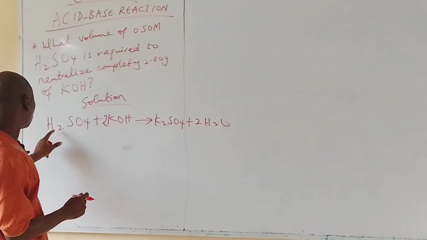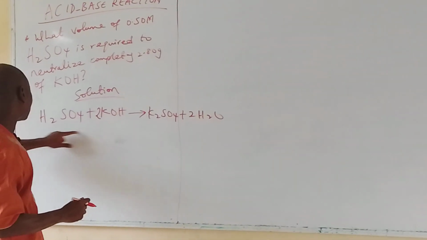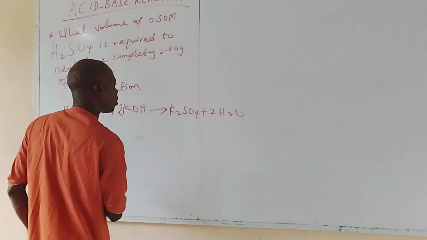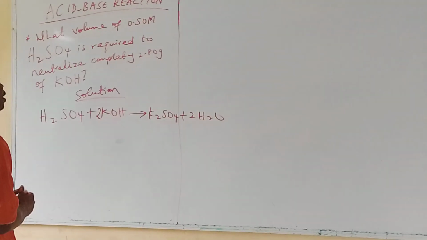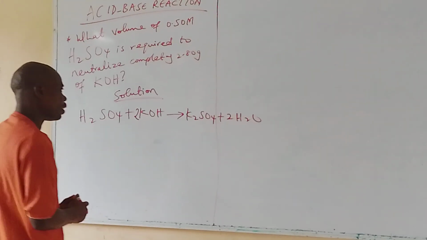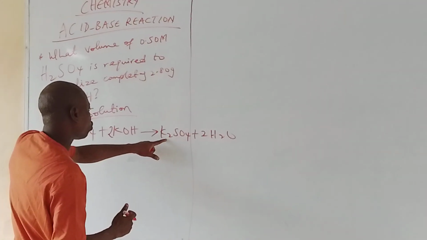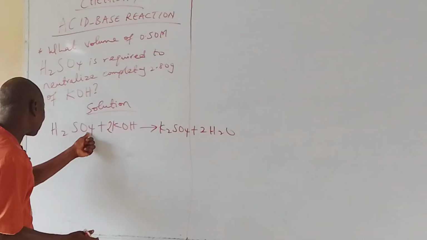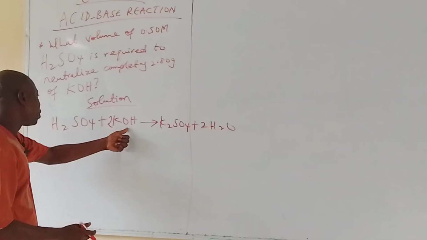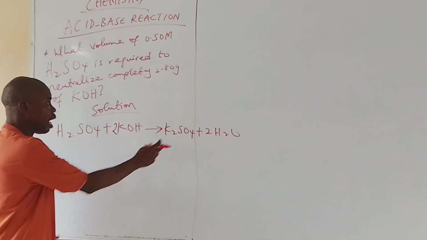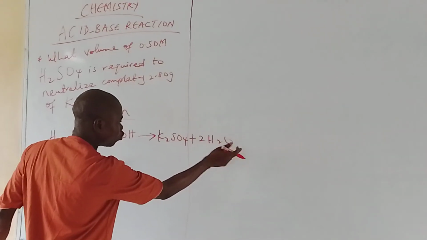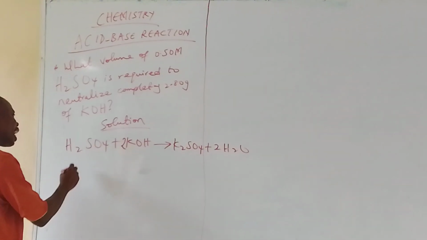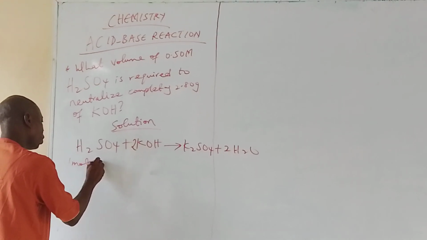Now let's check. For hydrogen, I'm having 2 here and another 2, so the combination of 2 and 2 gives 4 hydrogen in total. 2 times 2, that is 4. Hydrogen is also balanced. Now let's check for oxygen. I'm having K2SO4 and 2H2O, so 4 oxygen and another 2 oxygen. Adding 4 and 2 gives 6. I'm having 4 at the product and another 2, that is 6. Everything is perfectly balanced.